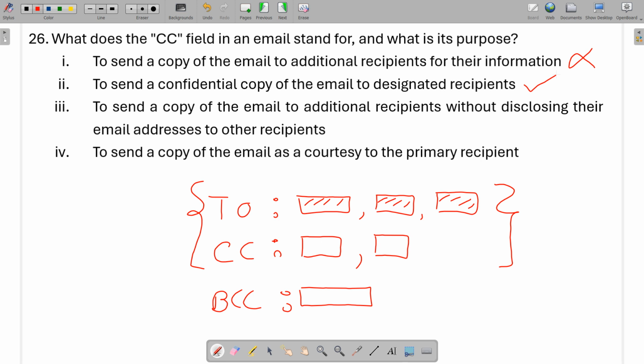Yes, so let's think about the fourth one. To send a copy of the email as a courtesy to the primary recipient. No, this is not the one, not the need of the CC. Okay, they are talking about the CC, not the BCC.